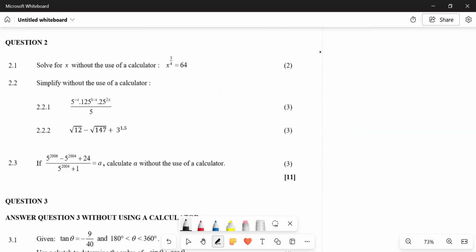For the next question, you have your 2.2. So for 2.2, simplify without the use of a calculator, and you are given 5 to the power of negative x times 125 to the power of 1 minus x, times 25 to the power of 2x, divided by 5.